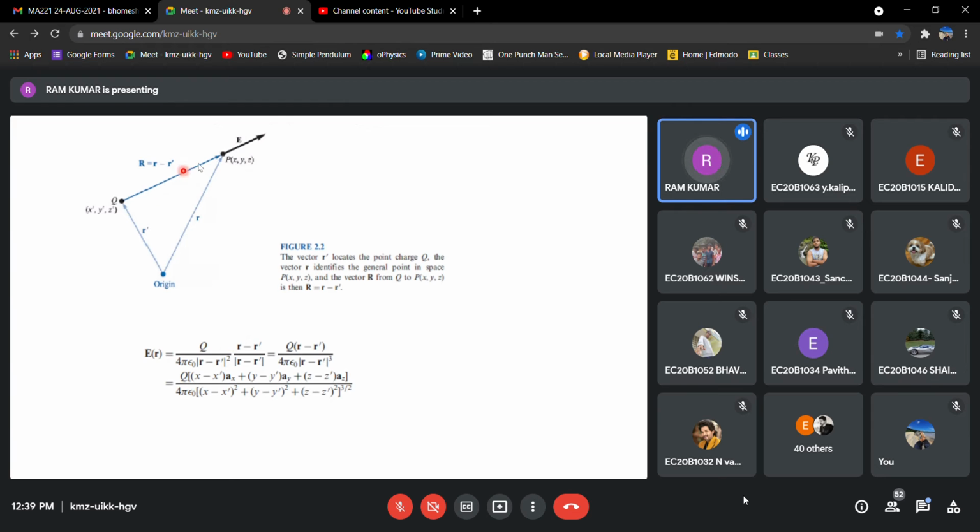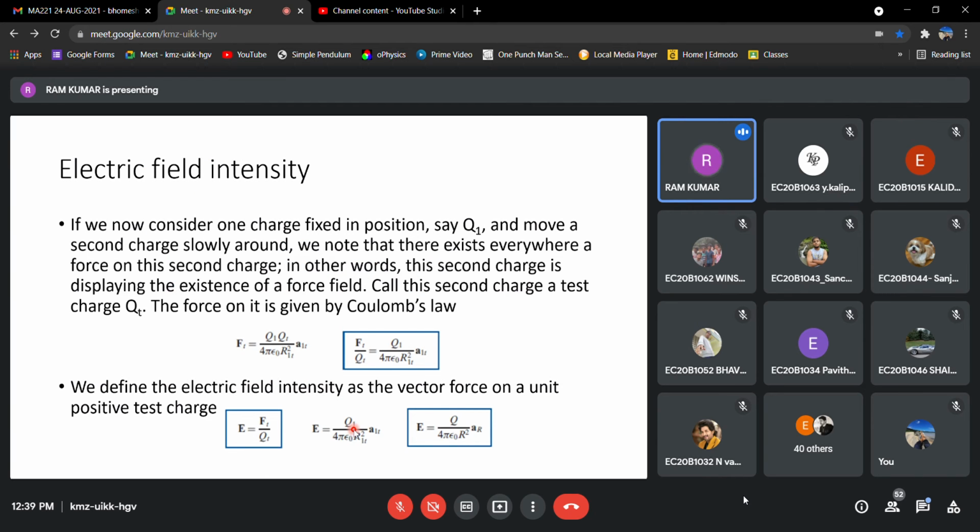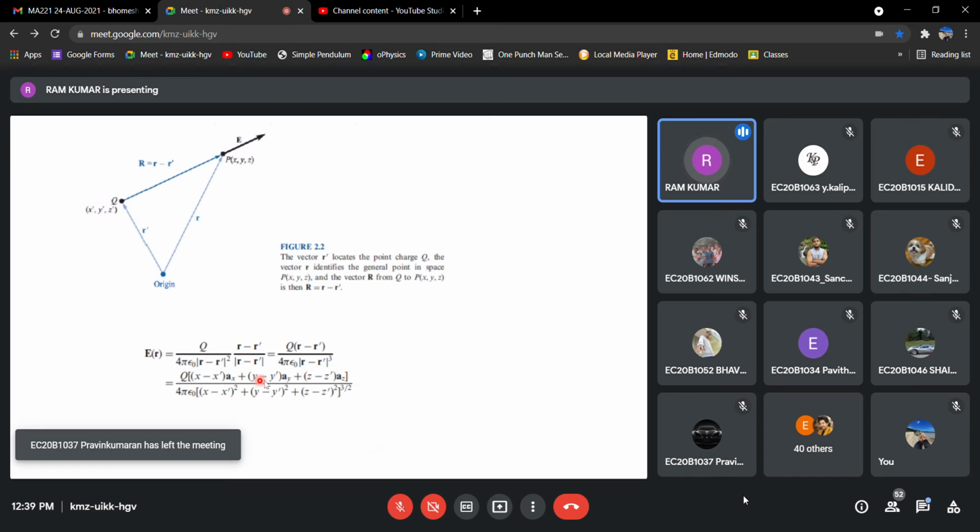So the distance vector is r minus r dash, this is actually R. The unit vector is this distance vector by its magnitude. So with q by 4 pi epsilon naught r square as per our formula, the unit vector is expressed as that vector by its magnitude. So the magnitude gets cubed. This is the formula when we have this kind of coordinates or origin. Similarly, suppose we have multiple charges.